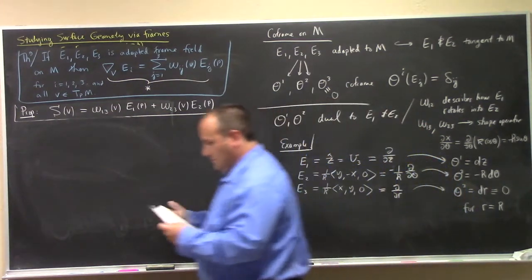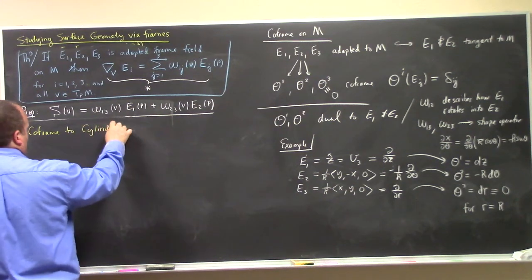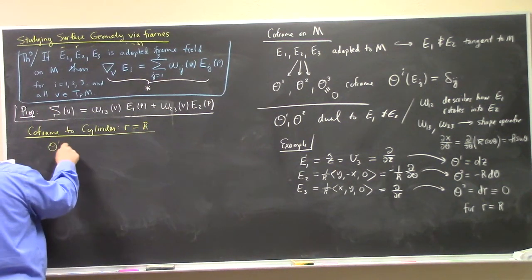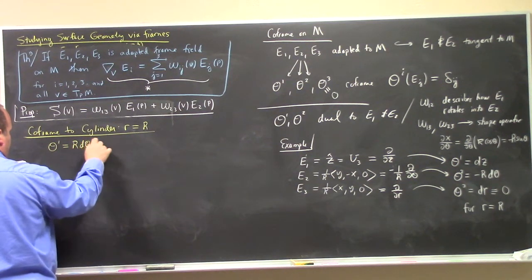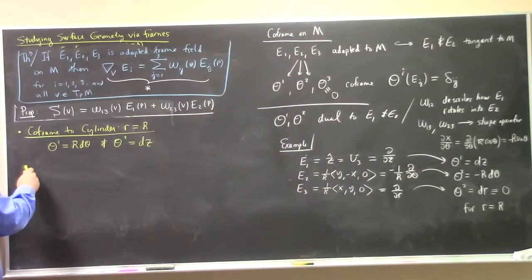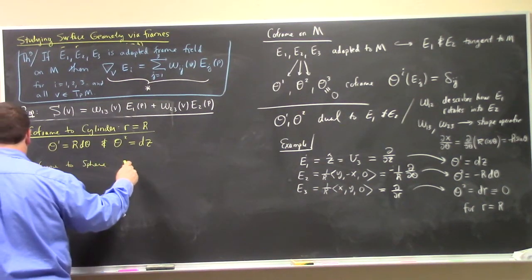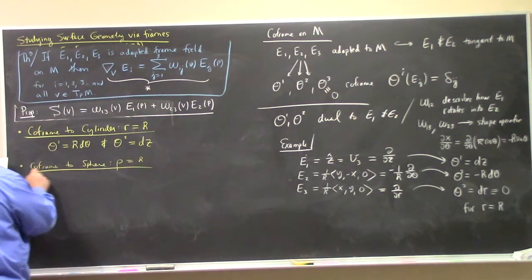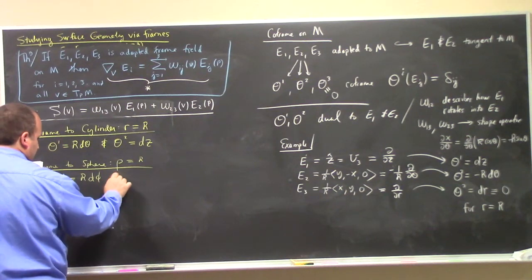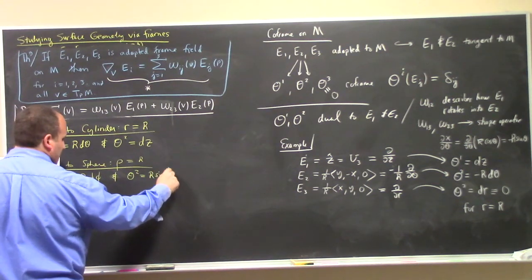Summary. So coframe to cylinder, R equals big R, right? We have theta 1 is R d theta, and theta 2 is dz. Coframe to sphere, which would be, of course, rho equals r. And there you've got theta 1 equals r d phi, and theta 2 is r sine phi d theta.